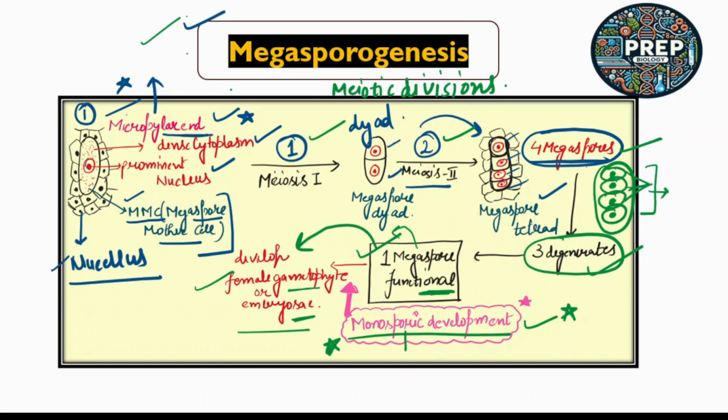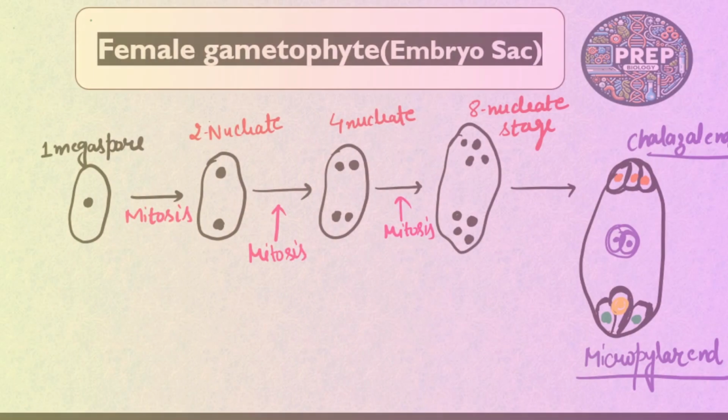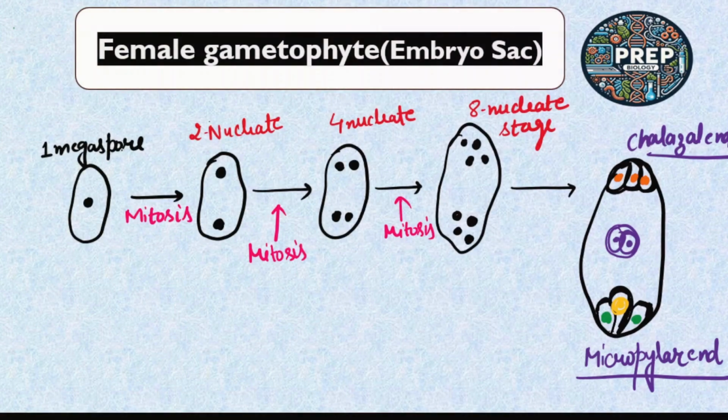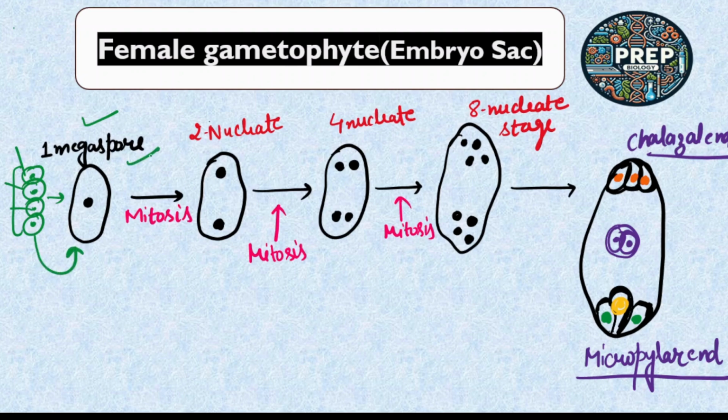I hope all these stages are clear to you. We have covered megasporogenesis, that is, we have one functional megaspore here. These are the megaspore tetrad. Out of 4 cells, 3 cells degenerate and only 1 megaspore is functional. Now, the development of the female gametophyte, that is the embryo sac, occurs from this step. We have 1 megaspore. Now in the 1 megaspore, mitosis will occur.